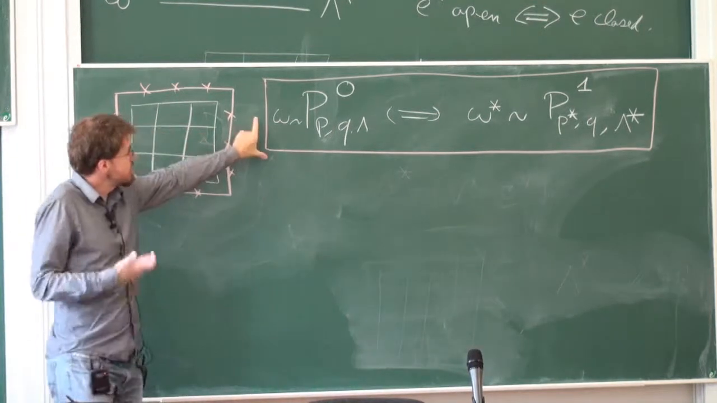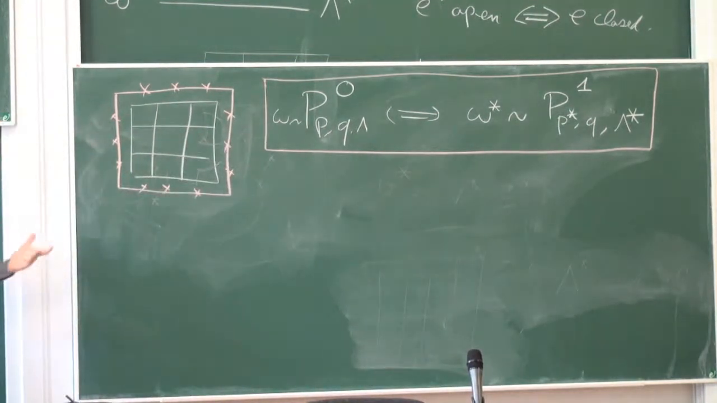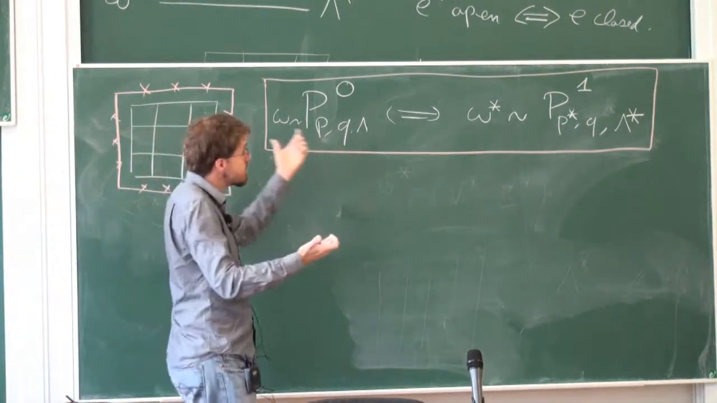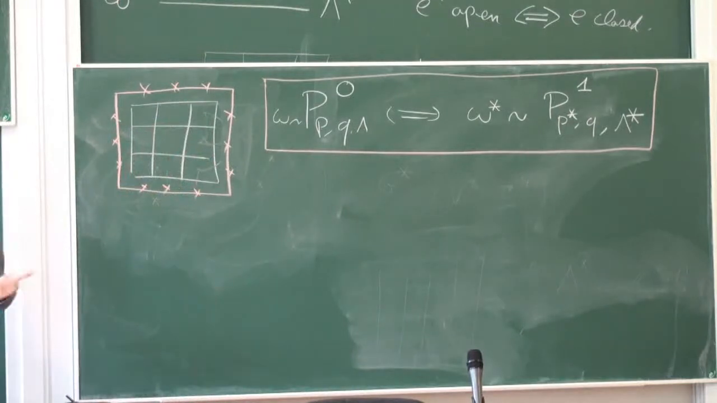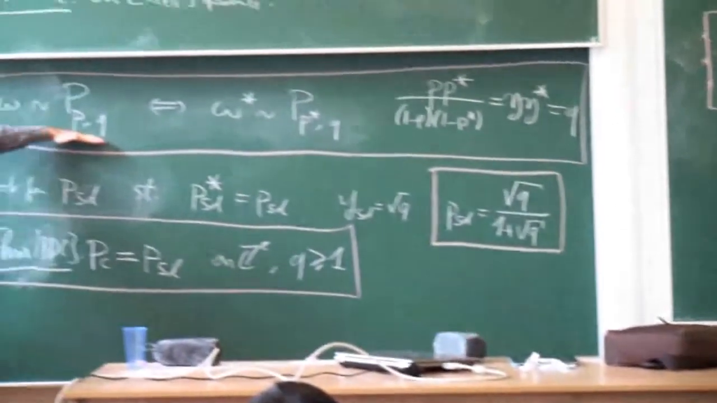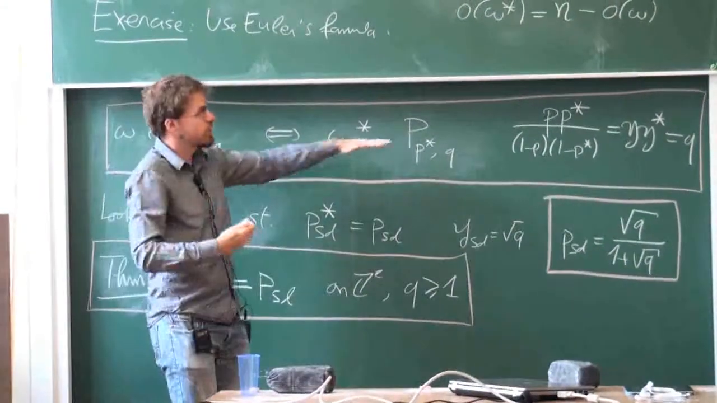So this is what you have to keep in mind, but it's still true that morally there is this duality between P and P star, and the heuristics should still work. So this is what I wanted to say about duality. It tells you that there is this relation between P and P star, and that we kind of expect any feature of the model on the left to translate into a feature of the model on the right.